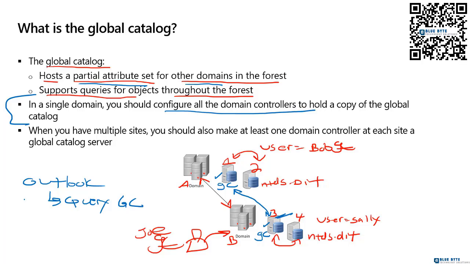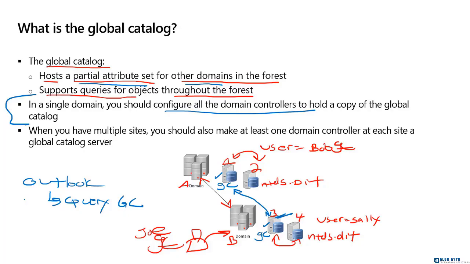With that said, if you have multiple domains in your forest, you can also make every domain controller a global catalog. We'll see when we install Active Directory, all domain controllers do default to be global catalog servers. If you are in an environment where you have multiple sites, as in like physical locations, you should make at least one domain controller in each site a global catalog server.